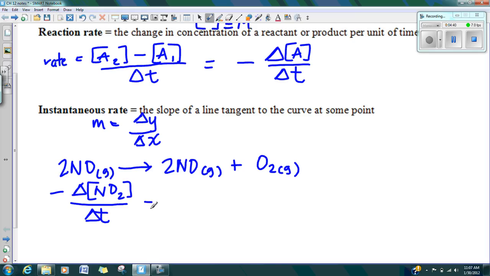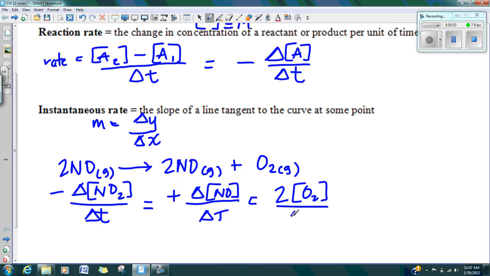And that's going to build up on this side, so I'm going to have a positive sign over here: the change in concentration of my nitrogen monoxide gas over my change in time is also going to be equal to twice the rate here, the change in concentration of my oxygen over my change in time.